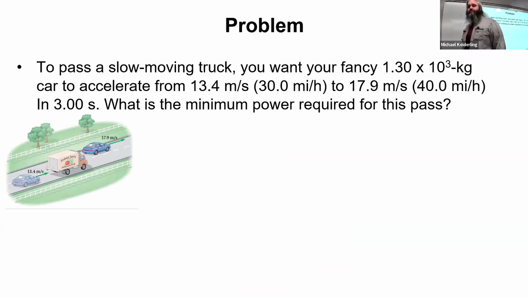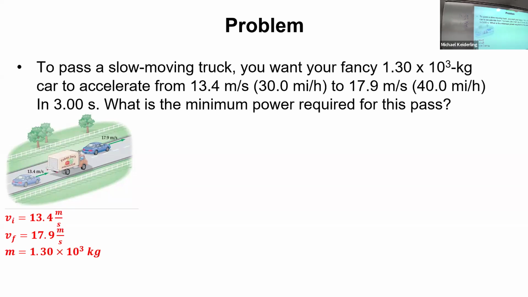So, minimum power required for this pass? Well, our initial velocity is 13.4 meters per second. Our final velocity is 17.9 meters per second. Our mass is 1.3 times 10 to the third kilograms. The time required is 3 seconds. We're looking for the power.